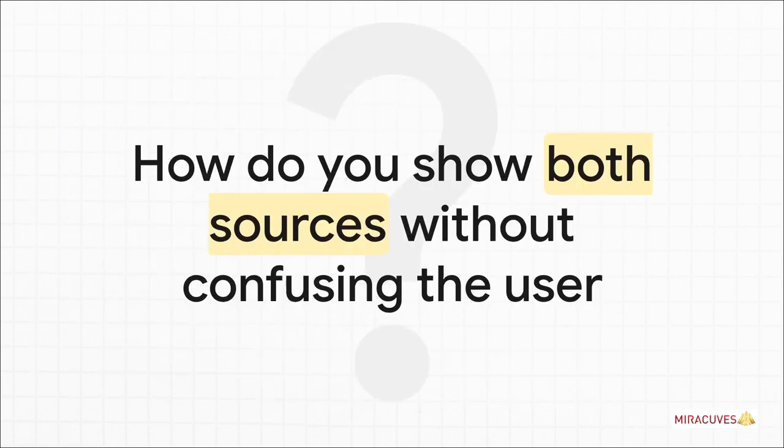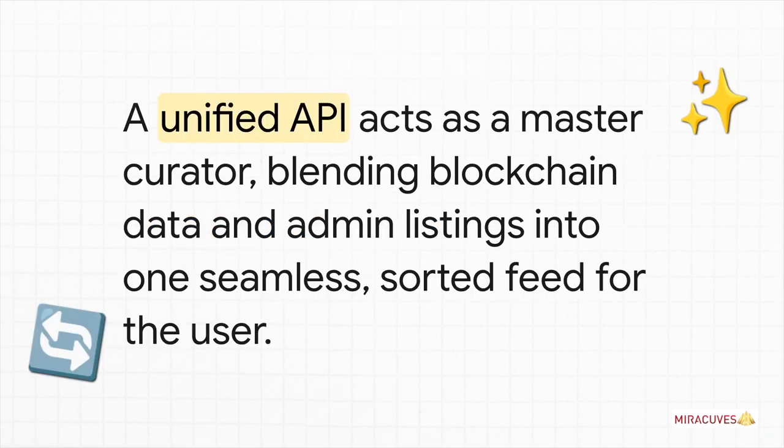So how in the world do you show both of these at the same time? How do you create one seamless feed for the user where a curated pre-sale item can sit right next to an NFT that's been bouncing around the public blockchain for years? It's a real head-scratcher. And the solution is actually pretty elegant.